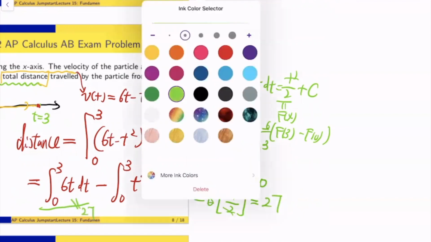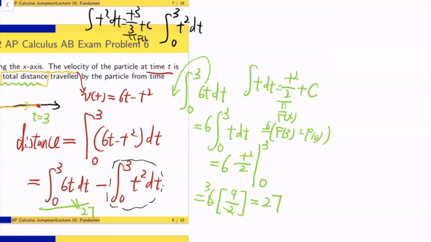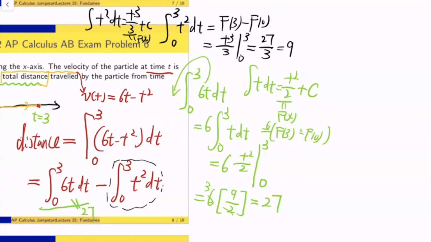Now let's calculate the next one. We have the integral from 0 to 3 of t squared dt. Let's recall the antiderivative of this one is t cubed over 3 plus a constant, which is my F(x). So this one is F(3) minus F(0), where we write t cubed over 3 evaluated at the endpoints and take the difference. Then we get 3 cubed over 3, which is 9. So this part is 9, and eventually the distance will be 27 minus 9, which is 18.